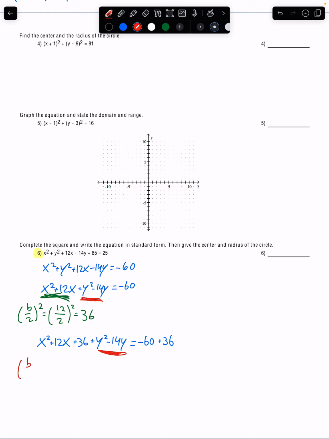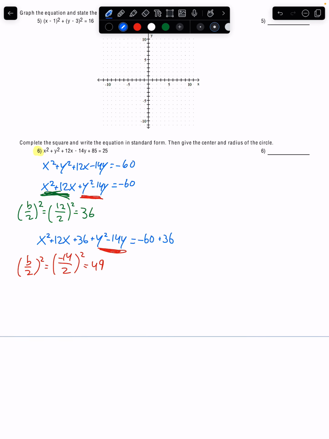We'll just use b over 2 squared again. The b this time is negative 14. Which is 49, so now we're going to add 49 to both sides. And then the right-hand side of the equation turns to 25.